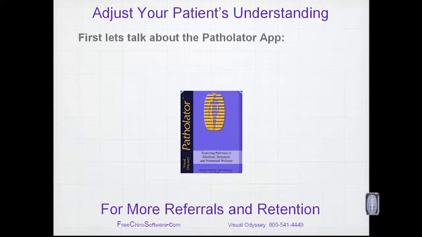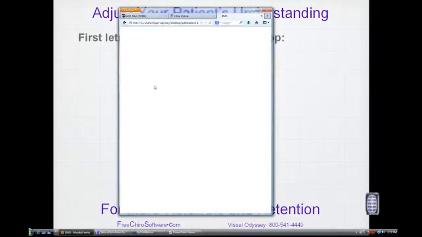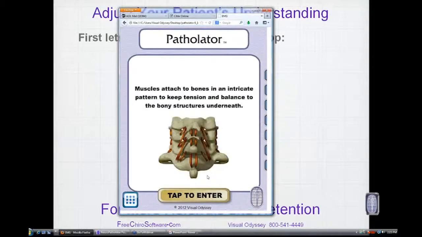The Patholator app has the ability for you to show the patients exactly what they're experiencing in a way that they'll really appreciate. For instance, on this menu here, we can talk about a muscle spasm. Now, I'm simulating the Patholator app as you look on my computer because that's the easiest way to demonstrate this for you. And so we can talk about how a muscle spasm actually pulls the bones out of their normal position, a weakened muscle allowing the other muscle that's too strong to spasm.